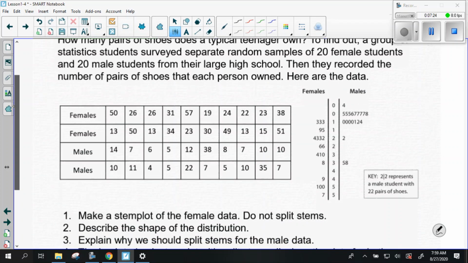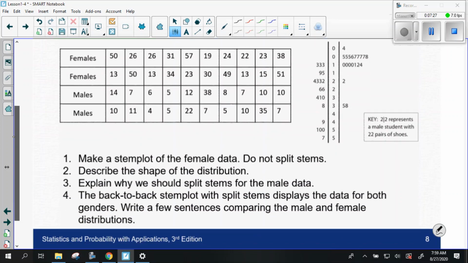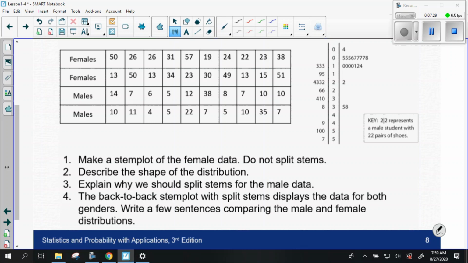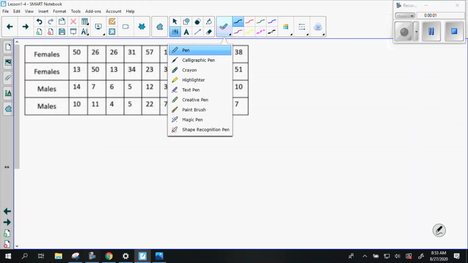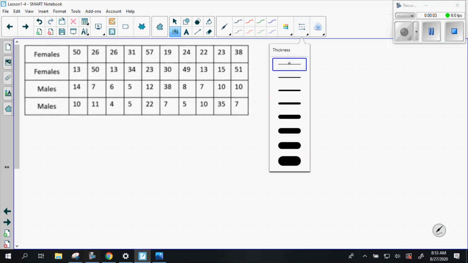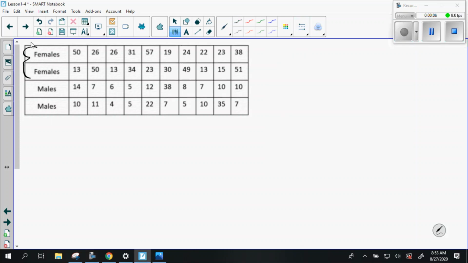Let's go ahead and make a stem plot. I'll do this on a new page for us so that we can stay nice and organized. For this, we're going to be just sticking with looking at this female data. So here we go. Let's make a stem plot for the female. Let's find our lowest value. It looks like the lowest value is 13. Now let's find our highest value. It looks like it's 57.